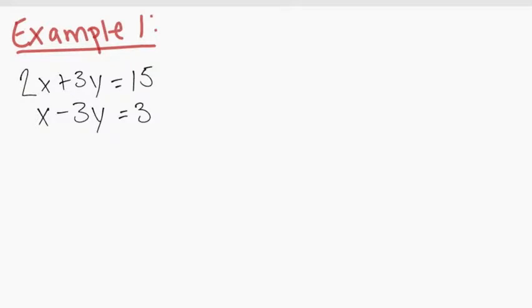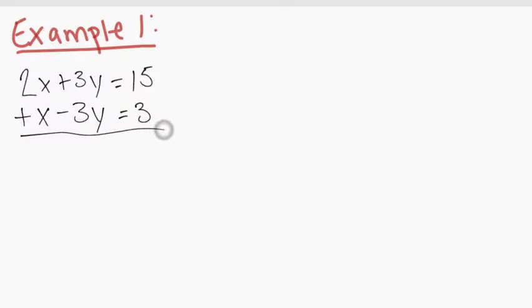So the first example is just a basic example to show how elimination works. We have both equations, 2x plus 3y equals 15 and x minus 3y equals 3. For step 1, we need to look to see if there are two coefficients that are the same. As you can see, y has the same coefficient of 3, so we don't need to do any multiplication. Now we move on to step 2, which is adding or subtracting. In this example, we are going to add to eliminate the variable y.